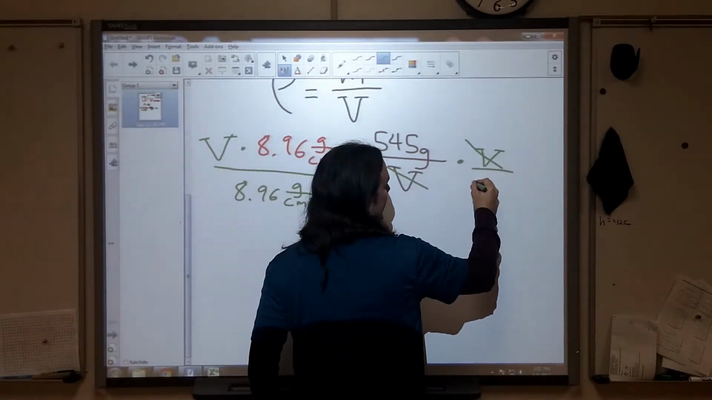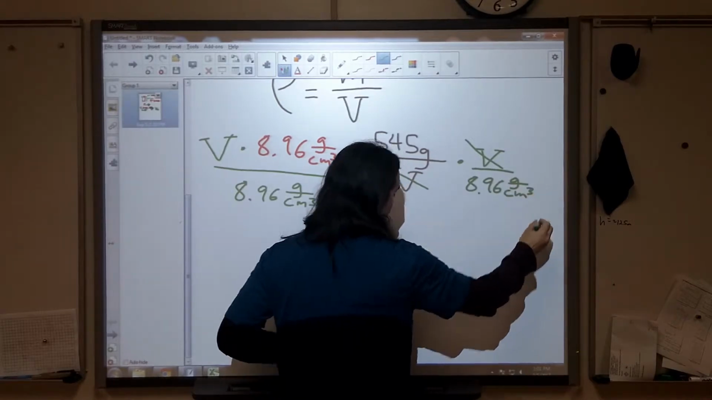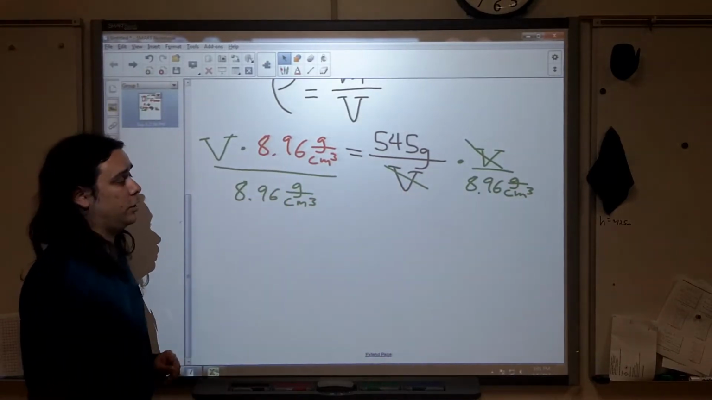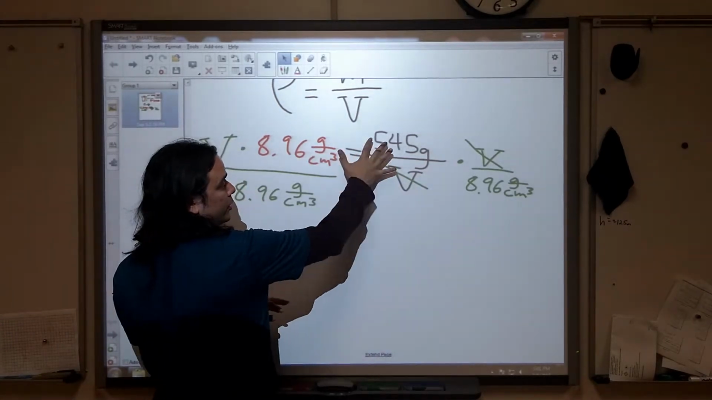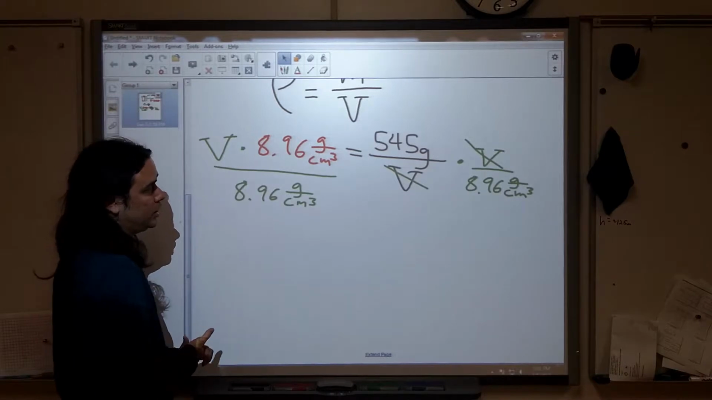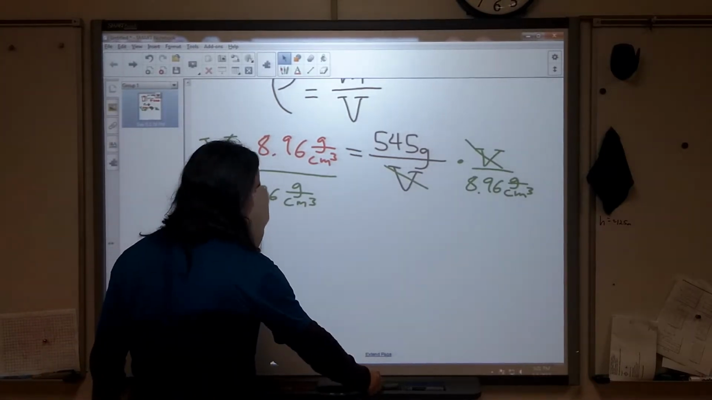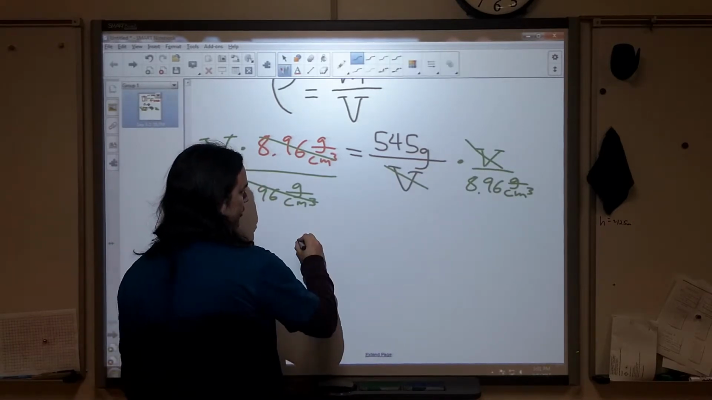So I'm going to divide by 8.96 grams per cubic centimeter. I can move things around in an equation, but whatever I do to one side, I have to do to the other so that it will stay equal. I can't just change one without changing the other. All right. Now, the nice thing about this is it's going to cancel that out, and we're left with V by itself. So I get the following.